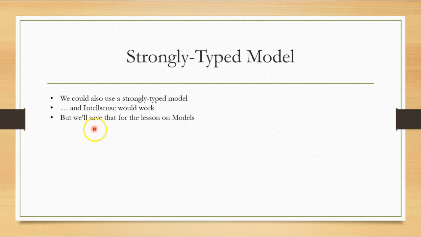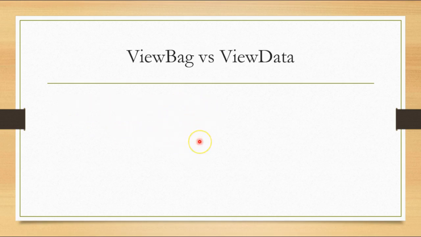Okay, so we have a strongly typed model because we use the array. That means IntelliSense works within the view, whereas if you're using the viewBag, you remember our data type for the viewBag was dynamic. Dynamic says it will not resolve the properties at compile time. It will do that at runtime. And we'll save that for a lesson on models. Just wanted to show you how that worked.